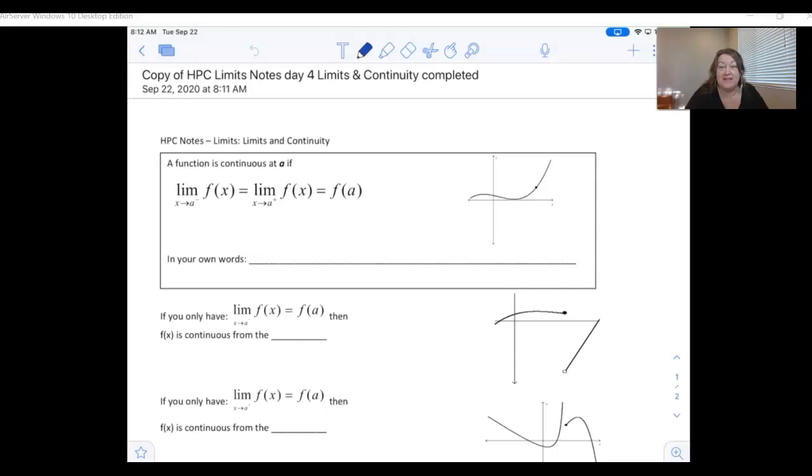All right, so continuous. You already know what continuous means. It means something that goes on forever and doesn't stop, right? So in official math language, it says that a function is continuous if the limit from the left equals the limit from the right and that there actually is a closed dot where they meet.